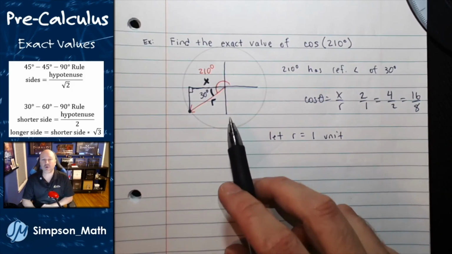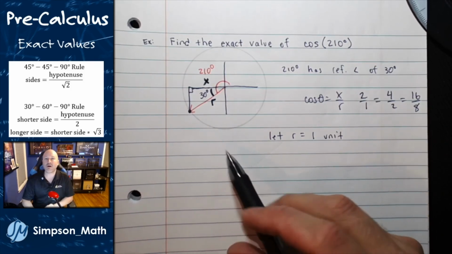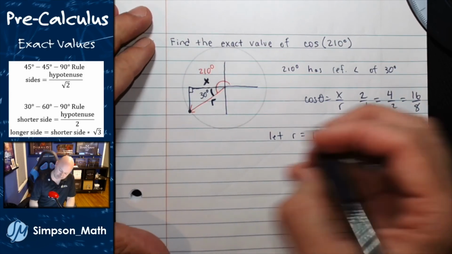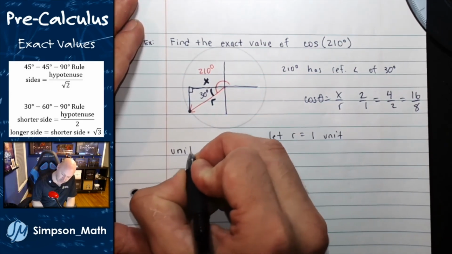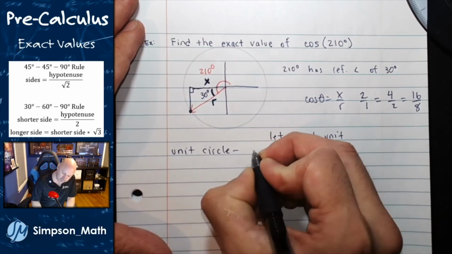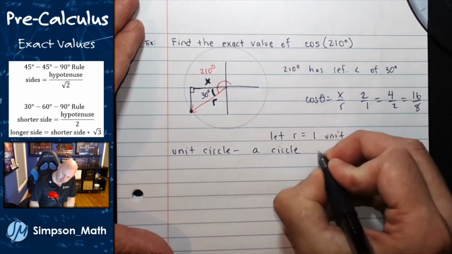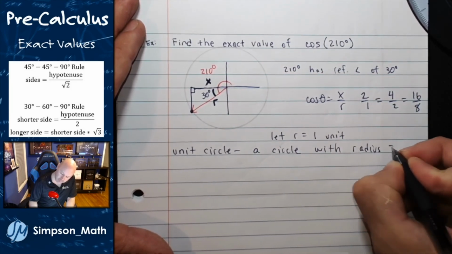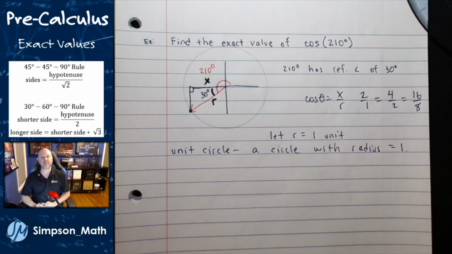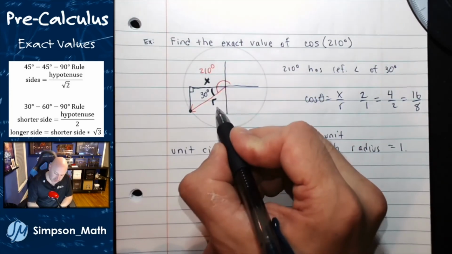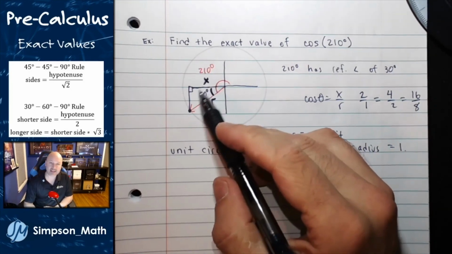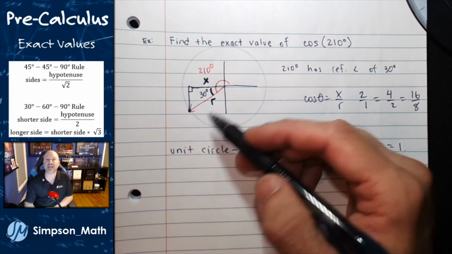If you have a circle with a radius of 1 unit, we call that the unit circle. We're going to talk about that a lot more. But a unit circle is a circle with radius as 1 unit. Alright, so if the radius is 1, then I think I can use the 30-60-90 rule to figure out x and y, the other side lengths of the triangle.